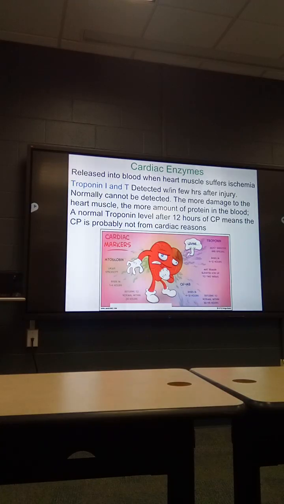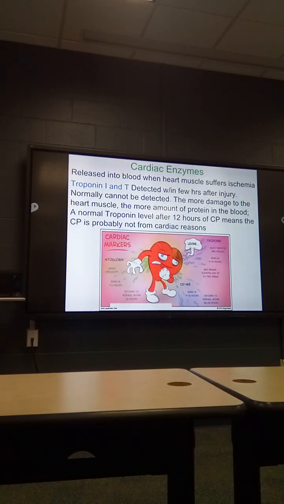If you have like CHF, some people have chronically high troponins because they have CHF, their heart is damaged. It's already throwing out the troponin. So you only have troponin when there's heart damage.